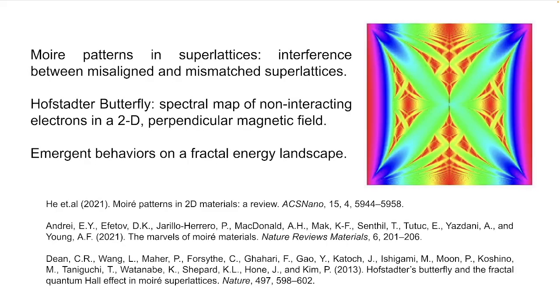This is an example of a spectral analysis of these superlattices. We see Moire patterns and superlattices. We see interference between misaligned and mismatched superlattices. This is a phenomenon in particular called the Hofstadter butterfly. This is a spectral map of non-interacting electrons in a two-dimensional perpendicular magnetic field. And these kinds of Moire patterns exhibit emergent behaviors on a fractal energy landscape.